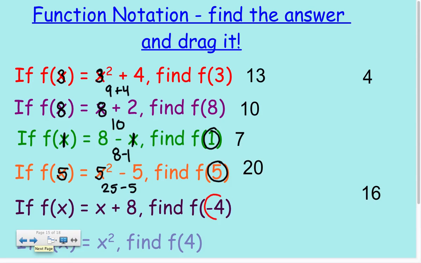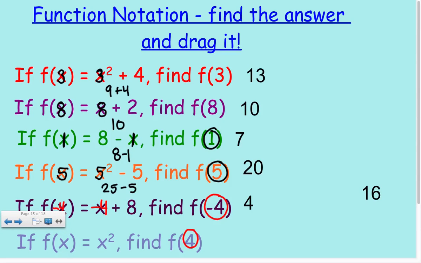Negative 4. f of negative 4 equals negative 4 plus 8, which is positive 4. And last, we have f of positive 4. So f of 4 equals 4 squared. 4 squared gives us 16.